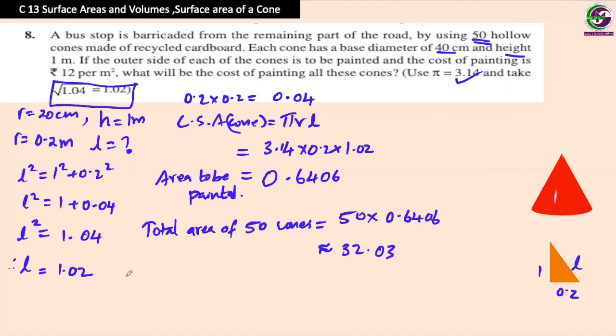Therefore, total cost of painting all these 50 cones is equal to 32.03 multiplied by, for 1 meter square, it is 12 rupees. So we multiply by 12, approximately rupees 384.36.